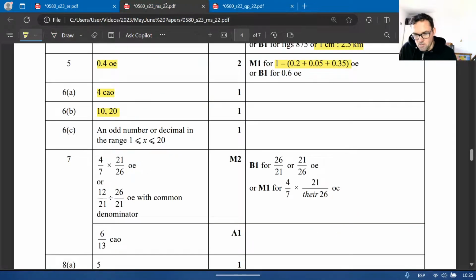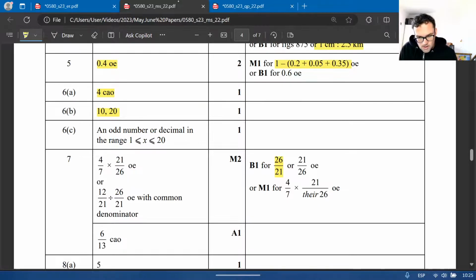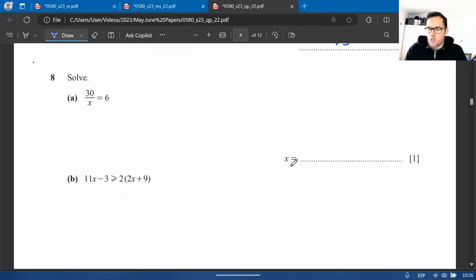Let's see how they award marks here. Okay. So, looking over here, yep, 1 mark for the improper fraction, then they'll give it another mark for inverting and multiplying, and then they give you the mark for the correct answer. Question 8a, solving.